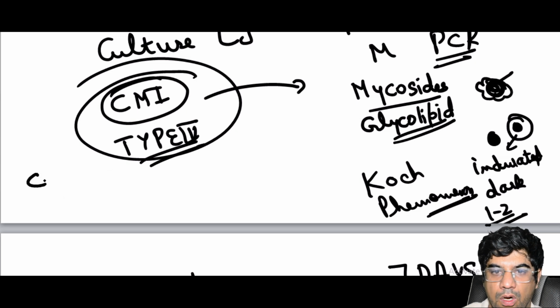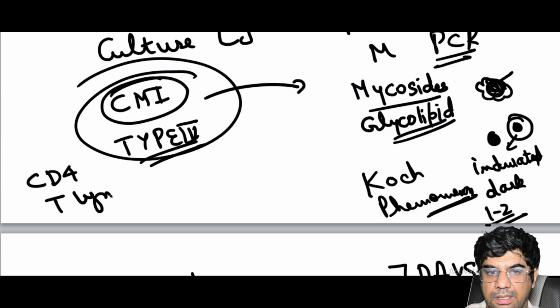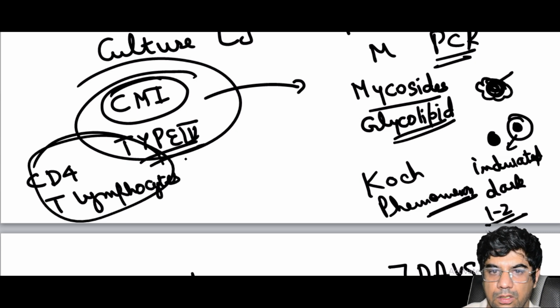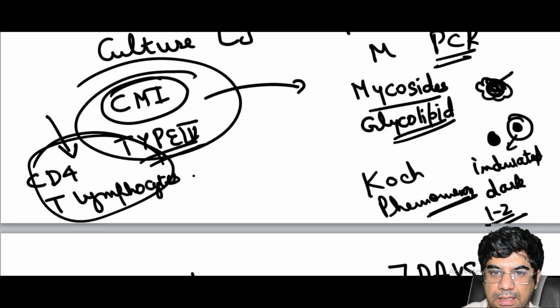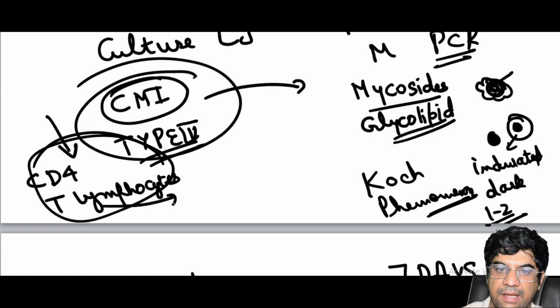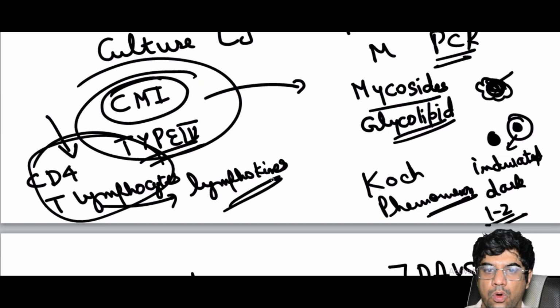Now what is the role of CD4 T lymphocytes? Hypersensitivity and immunity are closely related and they are triggered by these CD4 T lymphocytes that are sensitized to the tuberculous bacilli antigen. They will release lymphokines that will increase the microbicidal activity of the macrophages.